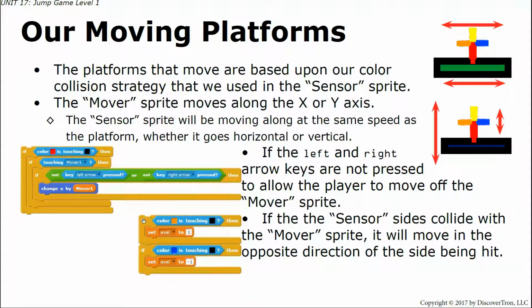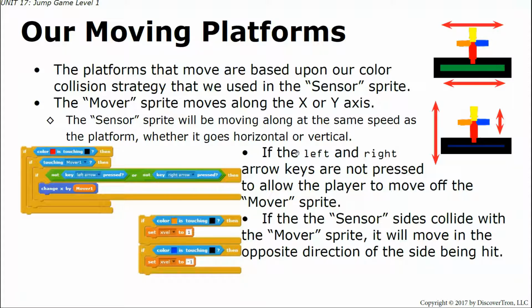That's what causes it to look like it's sitting on there and actually moving at the same speed. Down here, we also say, okay, if the orange color is touching black, we set X velocity to 1, and if the blue is touching black, we're going to set X velocity to -1. So that way we can stop our player from jumping into the side of an object. So if we are jumping up and we hit it with the side, this will stop the player from actually moving in there because it will cause it to bounce off.